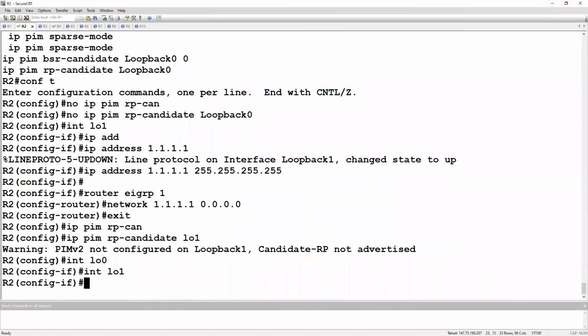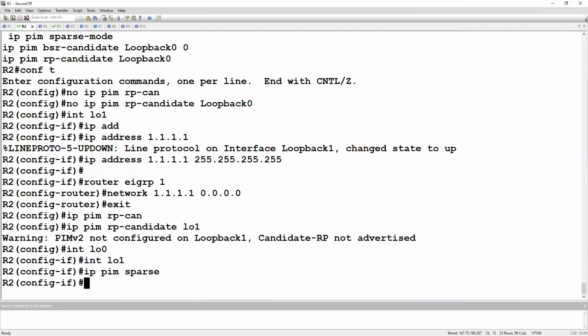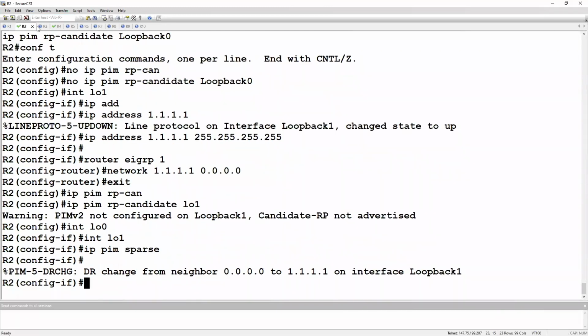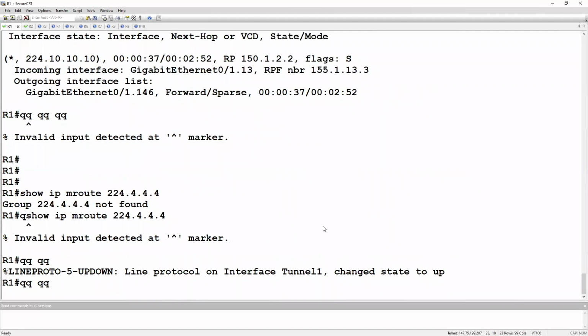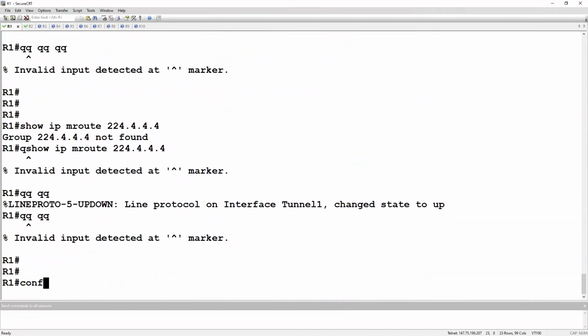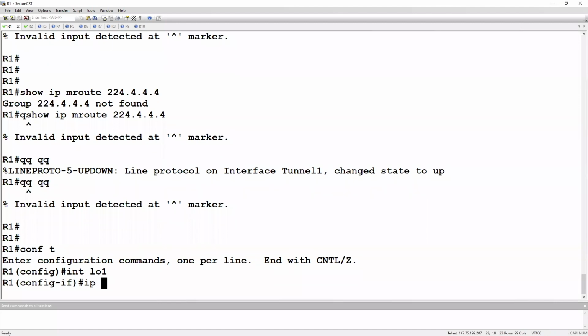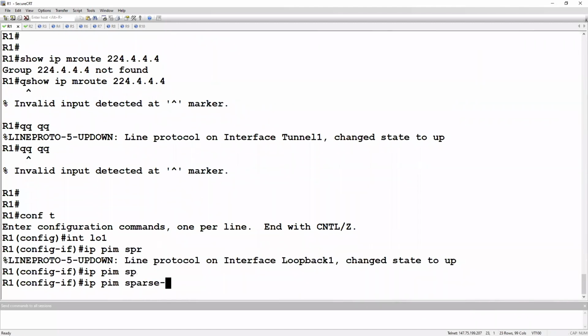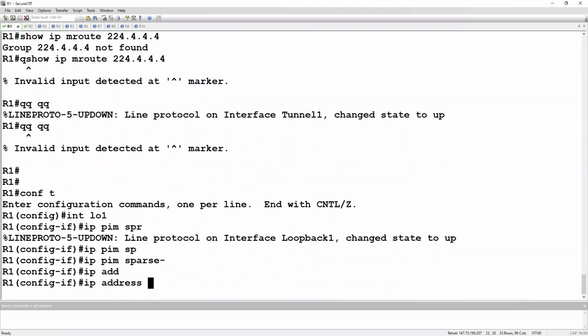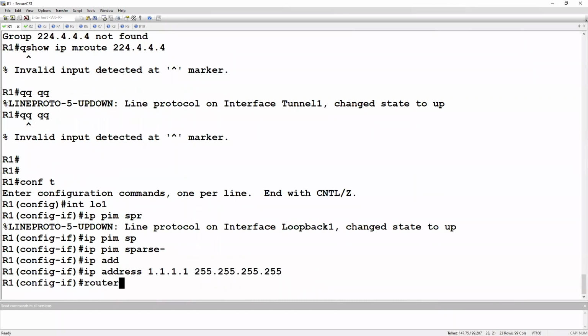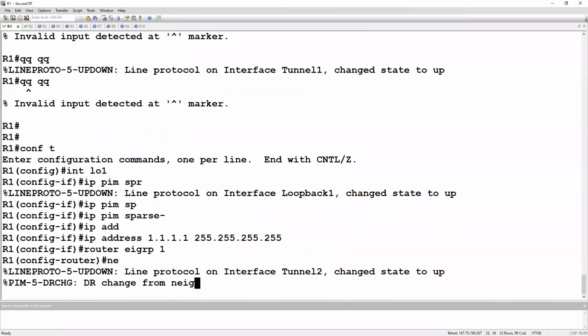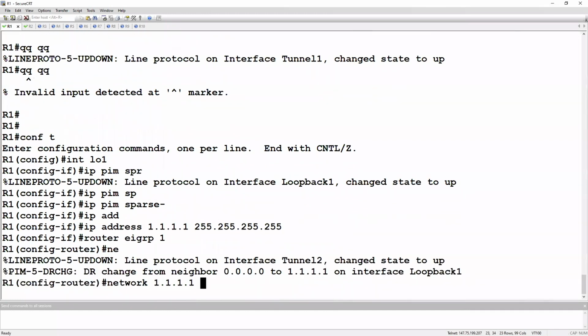Okay, and you can see I forgot to put PIM on the interface. It's giving me a warning message that it's not going to be functional. So ip pim sparse-mode on the loopback interface. Okay, so on router 1, we're going to do the same thing. Interface loopback 1, ip pim sparse-mode, IP address 1.1.1.1. Under EIGRP, network 1.1.1.1.